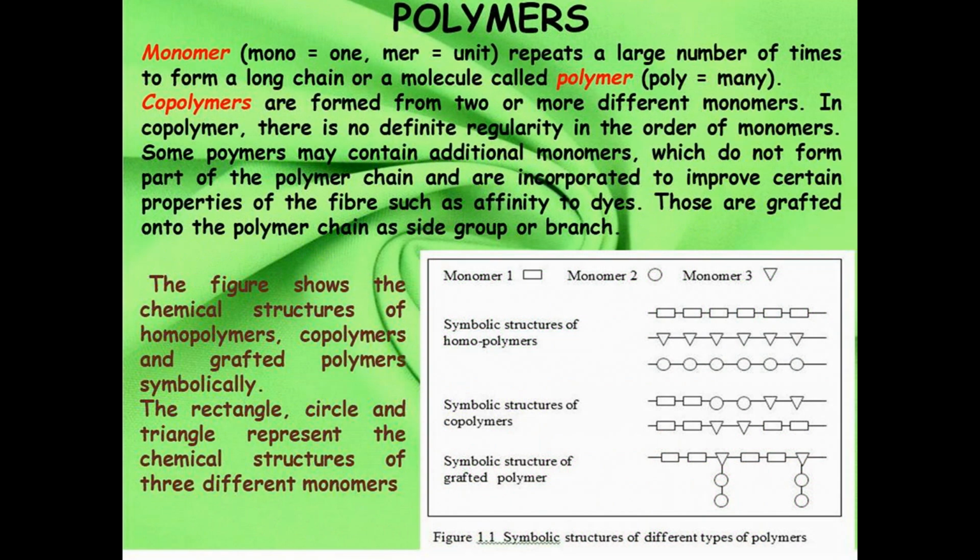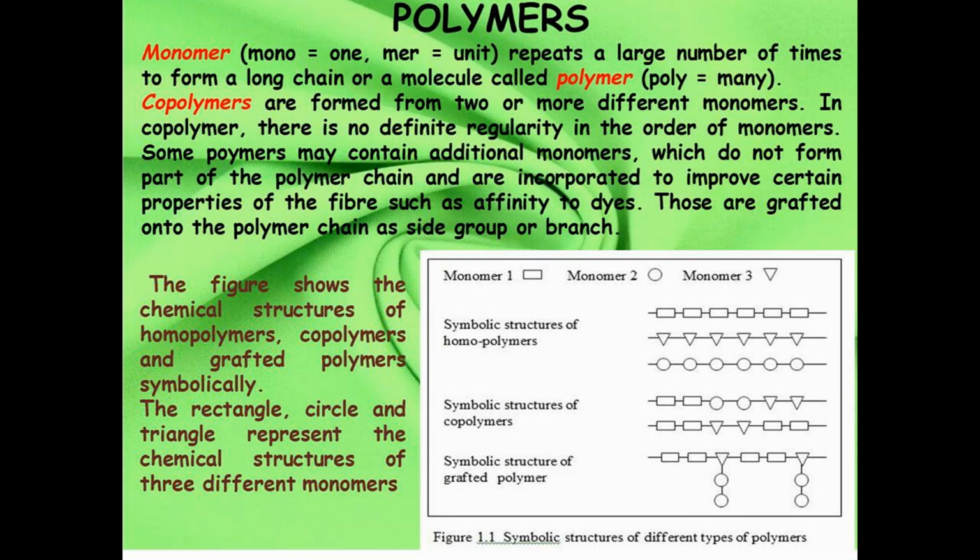Polymers. Polymers are made of monomers. Mono means one, mer means unit. Monomers repeat a large number of times to form a long chain or a molecule called polymer. Poly means many. Copolymers are formed from two or more different monomers. In copolymers, there is no definite regularity in the order of monomers.